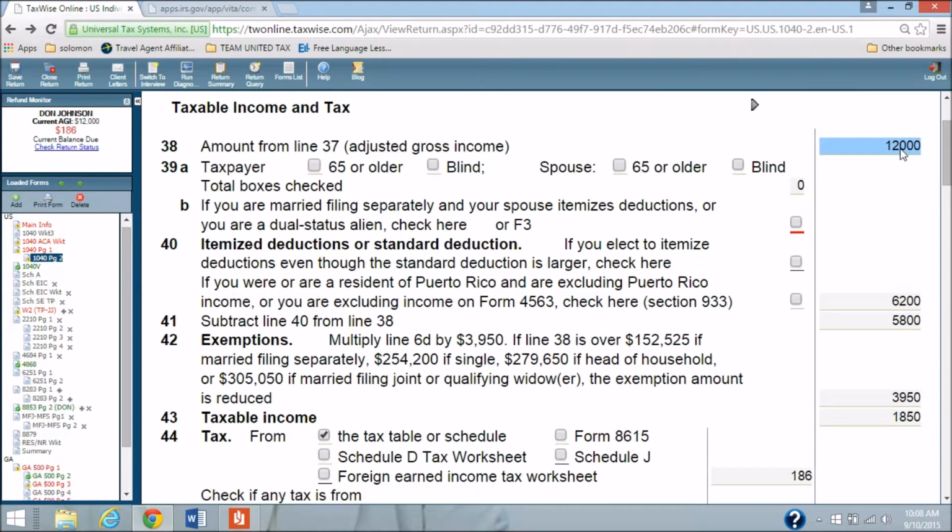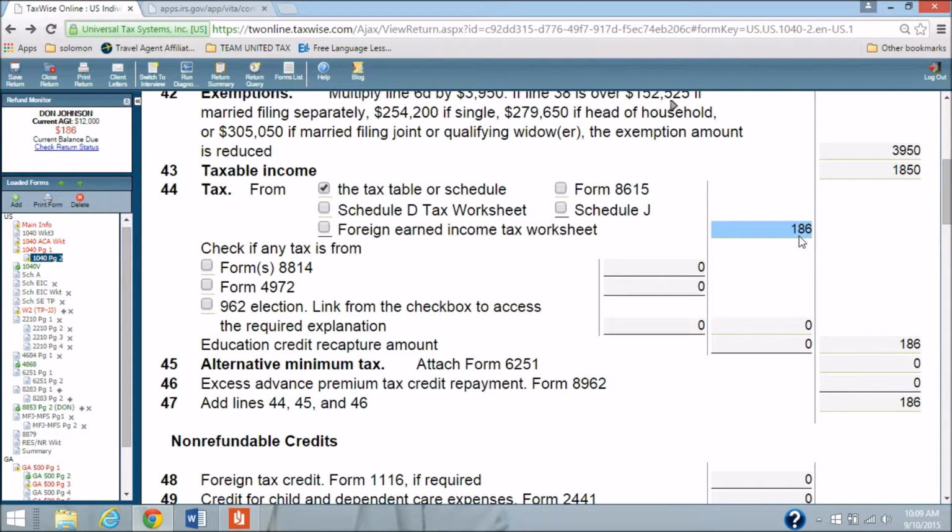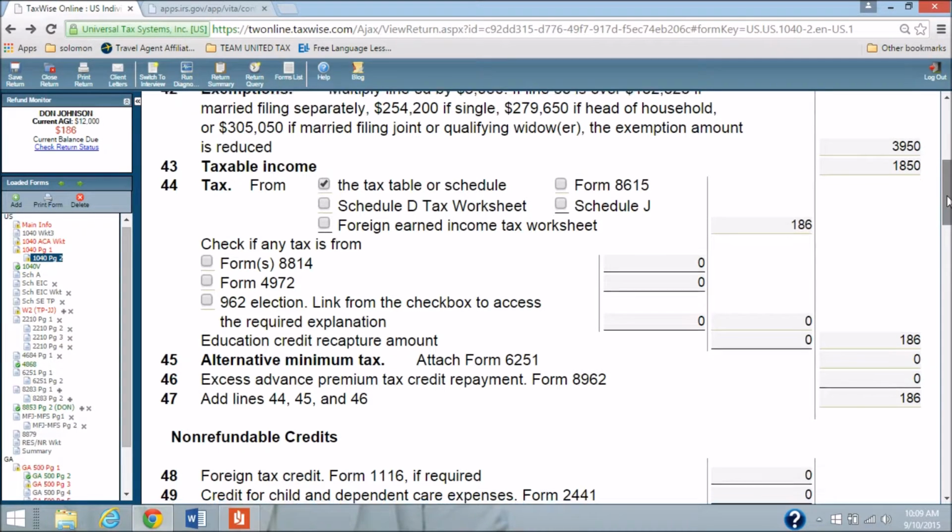Now his AGI is $12,000 based on the W-2 that we put on the tax return. His standard deduction, $6,200, brings his income down to $5,800. That one exemption he got for his personal exemption brings his income down to $1,850. So this is his tax liability, $186. That's his tax. Line 44 shows you the tax that they owe.